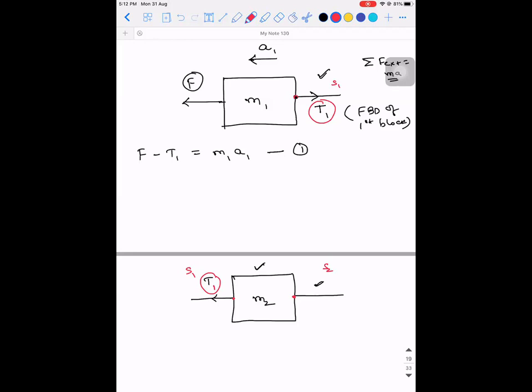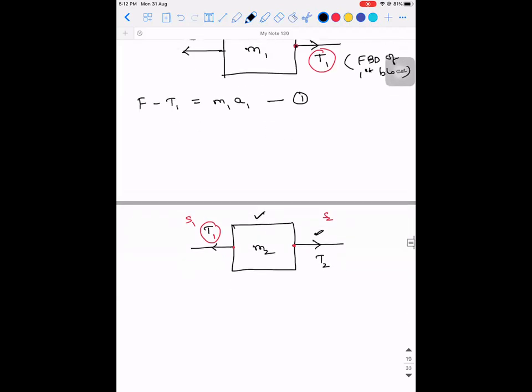It is being pulled, sir. Being pulled means the tension from the second string will act in the rightward direction. When something is being pulled rightward, how much value will get added? It will be T1 plus T2, sir.